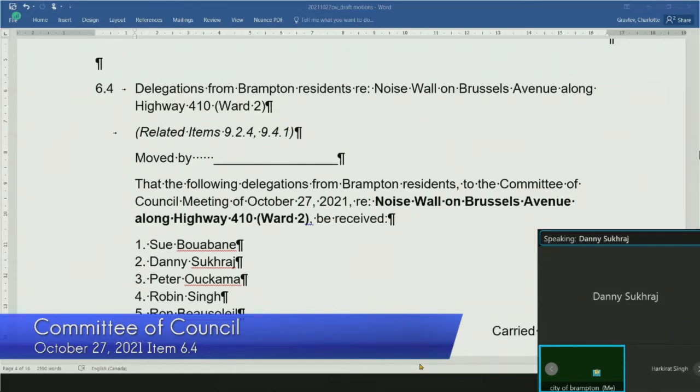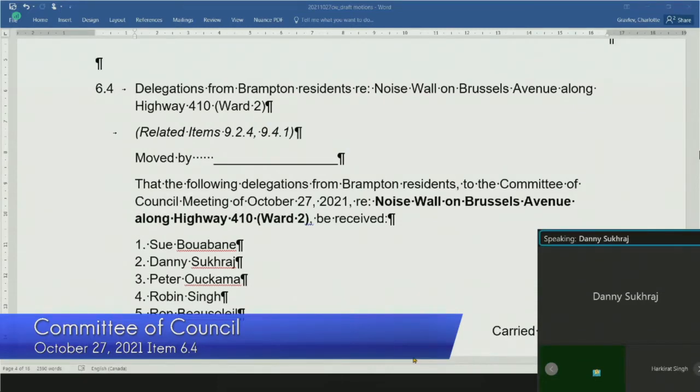Good morning, everyone. I have edited the original address that I sent to stay within the 5 minutes time frame. So I'll be reading on my own version here. And I want to go ahead and say, Mayor Mr. Patrick Brown and members of council and city staff, good morning to everyone.